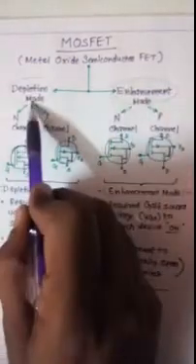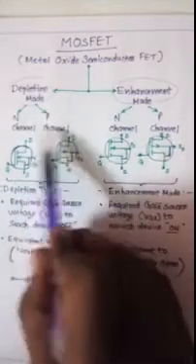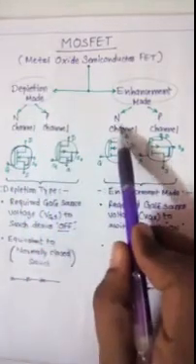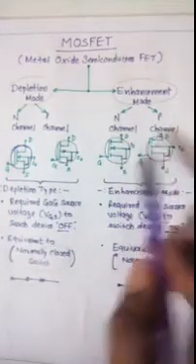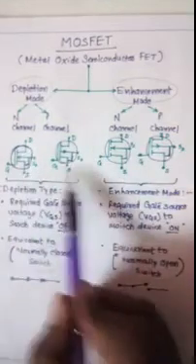In depletion mode, in the same way as in FET, there are N channel and P channel types. Here also there is N channel and P channel, and enhancement mode also has N channel and P channel. So today we discuss the depletion mode. The symbols are given.